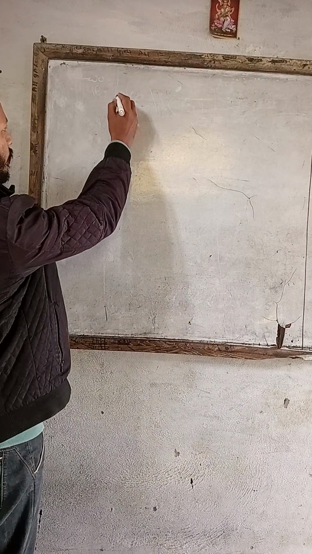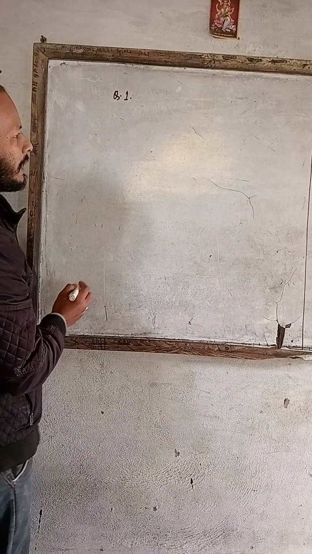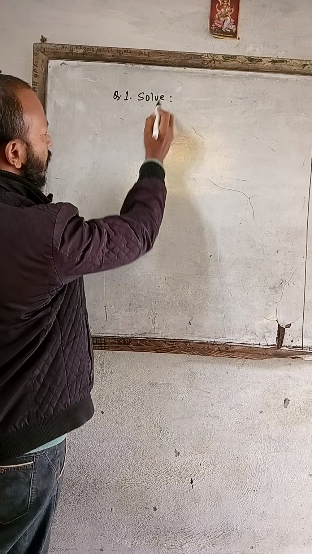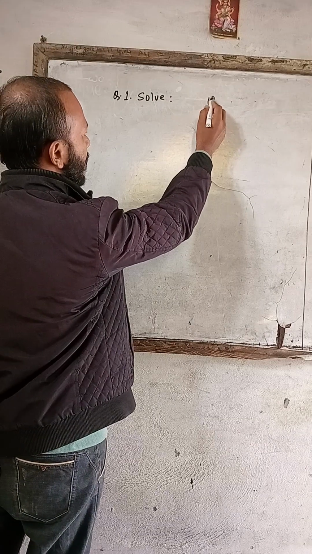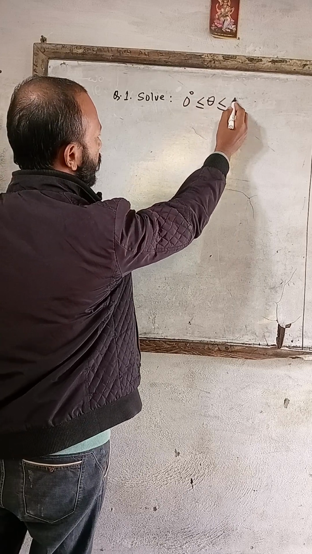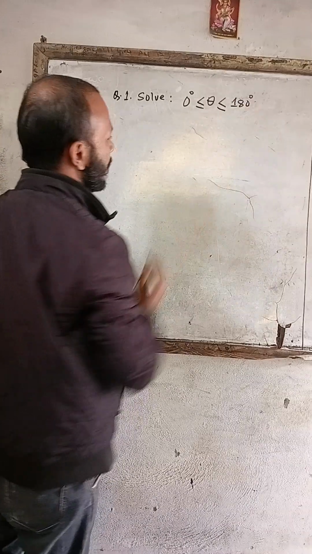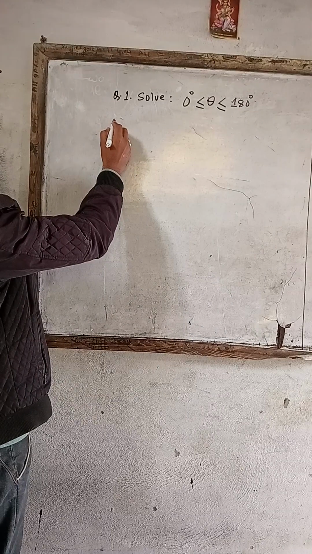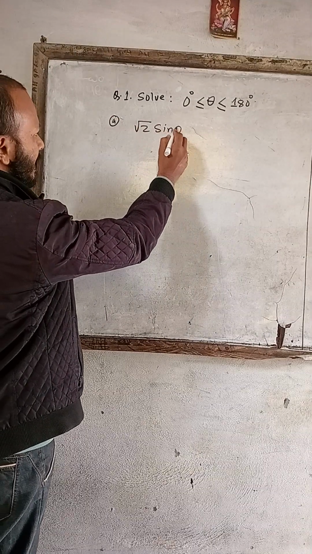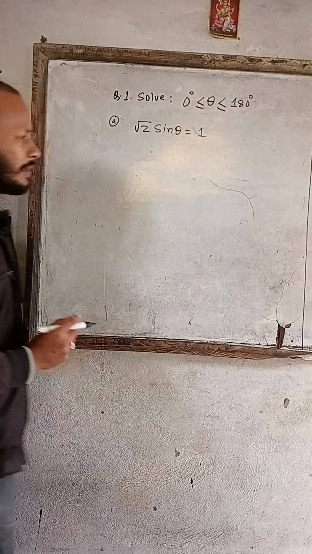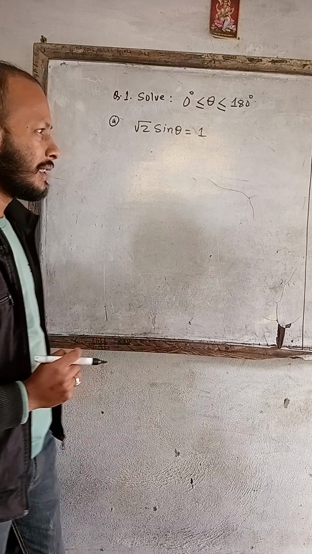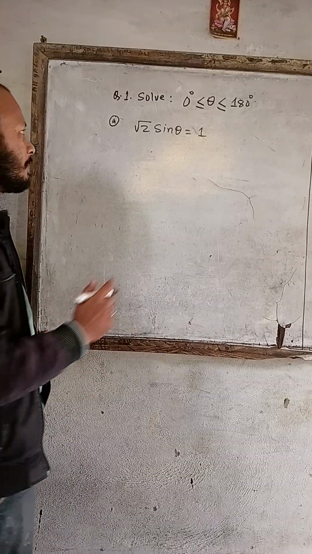So question number 1: solve, where theta is greater than or equal to 0 degree and less than or equal to 180 degree. I'll take question A: root 2 sine theta equals 1. This question was asked in the SEE examination for 2 marks in our optional mathematics.